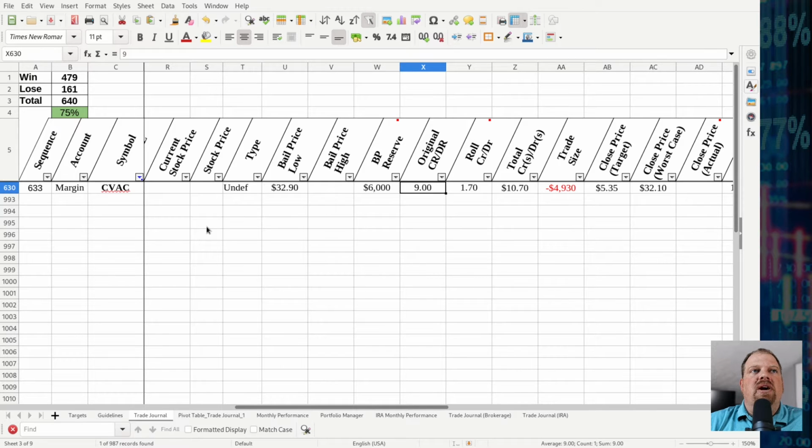So right here, you can see my original CVAC credit of $9. Now I keep track of my rolls and credit here, and I added $1.70 for that recent roll. So in total, I have collected $10.70 in credit. Now my close target is to be able to close this position at 5.35, and my bailout price is 32.10. Not going to get into that. We've talked in past episodes about that, but what I want to do is go to my trading platform and show you where CVAC currently is and what that P&L looks like, and you're going to see it doesn't quite match.